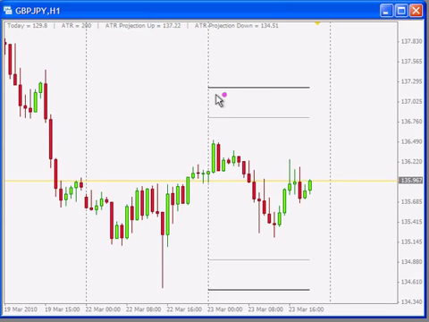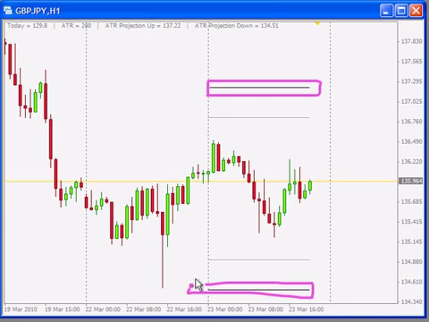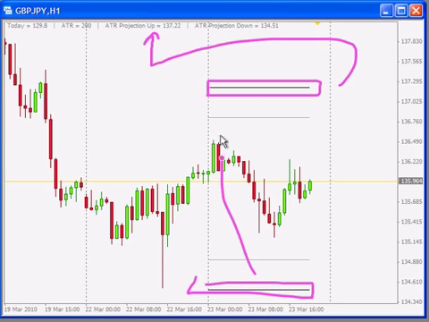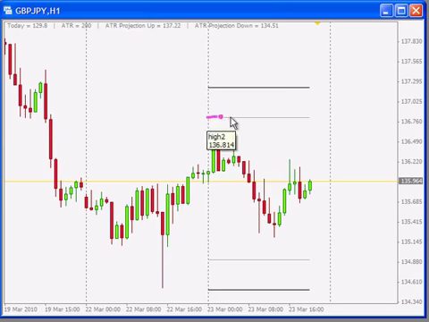You will also see two sets of lines on the actual chart, right? The thick black lines are the average daily range projections themselves, okay? This is the projection to the upside, and this is the projection to the downside. And this thinner gray line here is the 80% of the average daily range projection of these levels. So the distance from here to here is 80% of the distance between here and here.